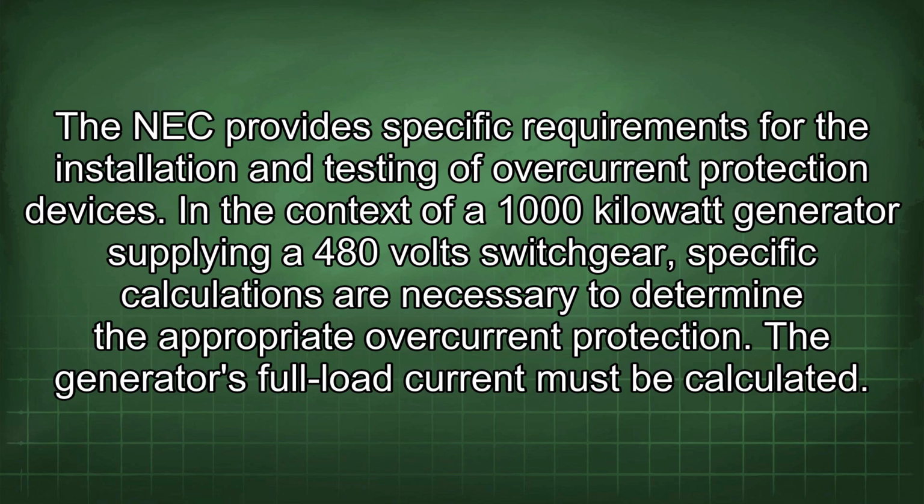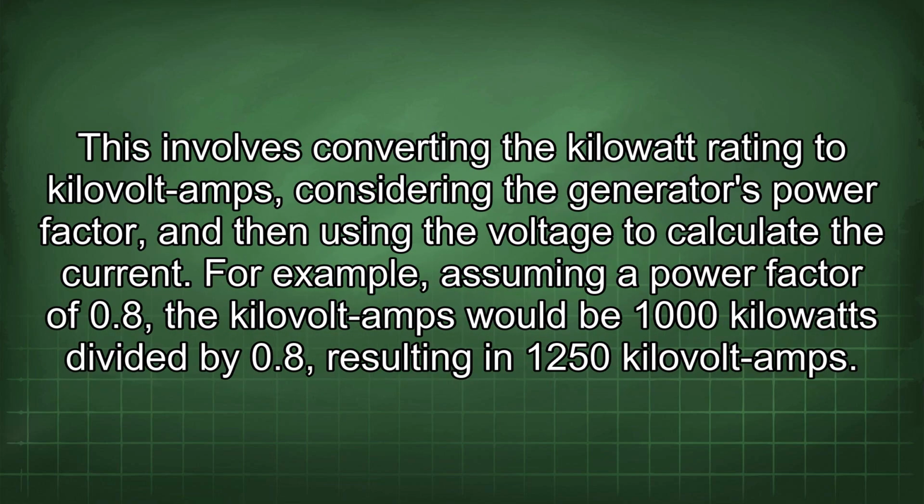In the context of a 1000 kilowatt generator supplying a 480 volt switchgear, specific calculations are necessary to determine the appropriate overcurrent protection. The generator's full load current must be calculated. This involves converting the kilowatt rating to kilovolt amps, considering the generator's power factor, and then using the voltage to calculate the current. For example, assuming a power factor of 0.8, the kilovolt amps would be 1000 kilowatts divided by 0.8, resulting in 1250 kilovolt amps.